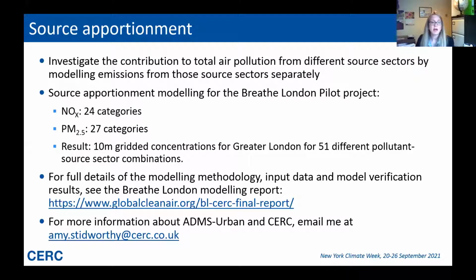To effectively target action to reduce air pollution, we have to look at where the pollution is coming from. And source apportionment modelling can help with this. To produce the source apportionment maps Elizabeth is about to demonstrate to you, we looked separately at annual average concentrations of NOx and PM2.5 across the city caused by sources in 24 different categories for NOx and 27 different categories of PM2.5. As I said before, you can find all the detail about the modelling methodology, including the verification results, in the final modelling report at this link. For more information, you can email me at this address. And now I'm going to hand back to Elizabeth to demonstrate the maps themselves.